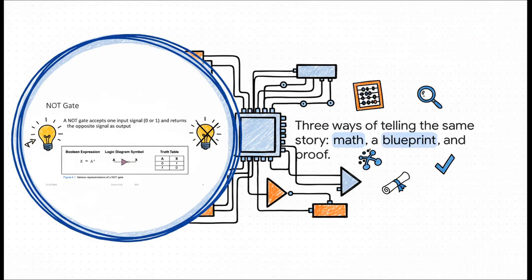And this is so cool because it shows you exactly how engineers think about these things. You've got the Boolean expression. That's the mathy way to say it. Then you've got the logic symbol, that's like the blueprint drawing, and finally the truth table, which is just the plain, simple proof of what it does. Input, output, done. It's 3 different ways of telling the exact same simple story.